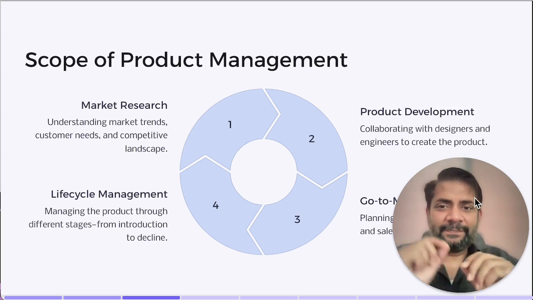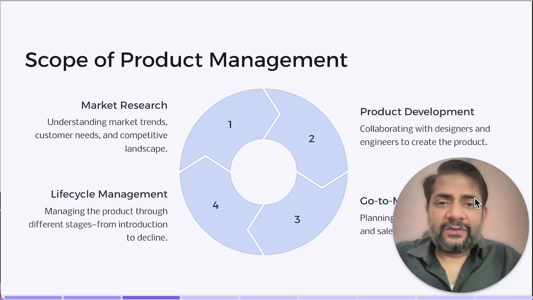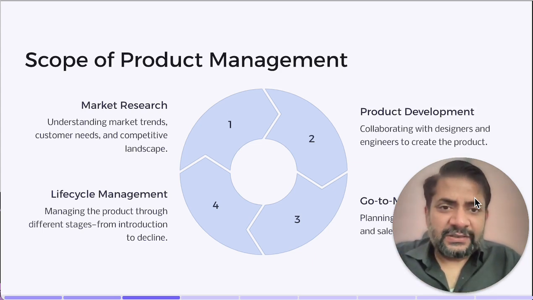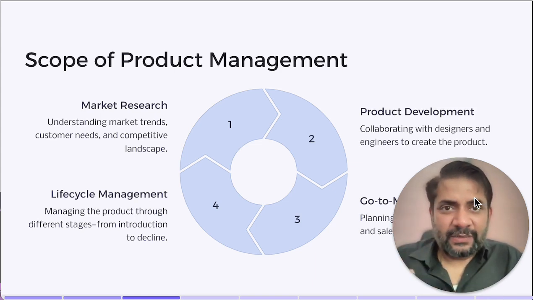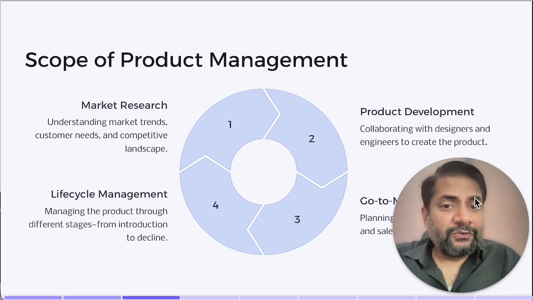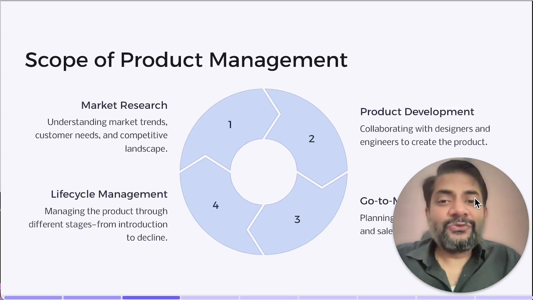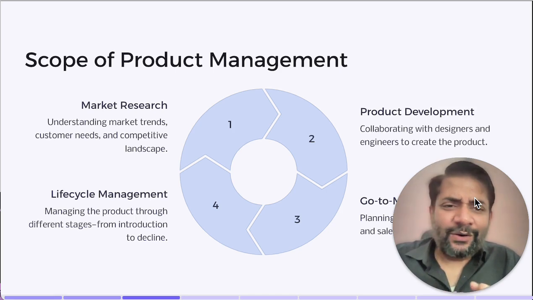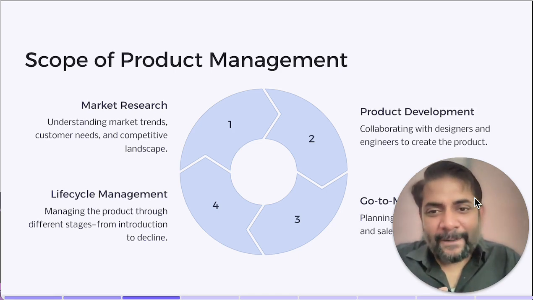For an example, consider a smartphone manufacturer. The product manager here would oversee everything from identifying customer preferences for new features, coordinating with the engineering team to develop those features, planning the marketing campaign for the launch, and eventually managing updates or discontinuation of the product.